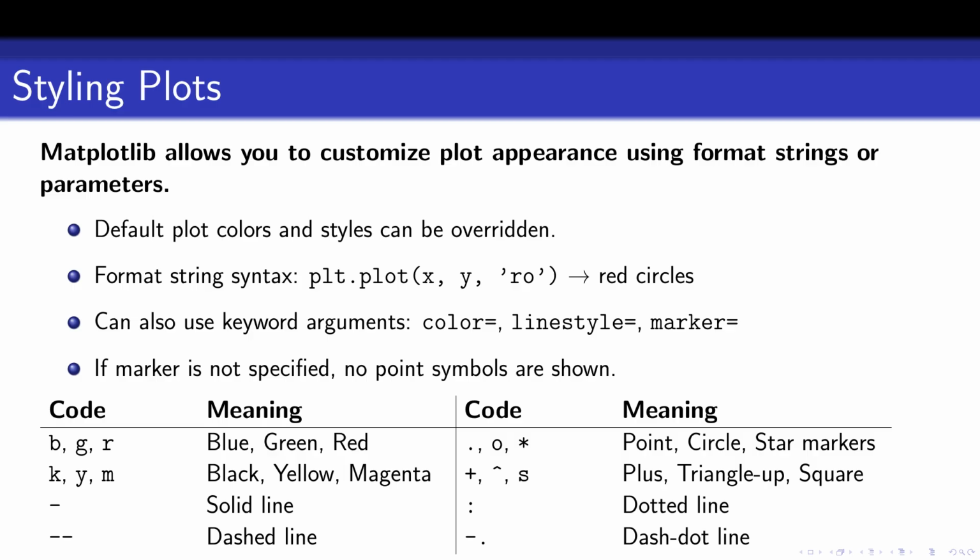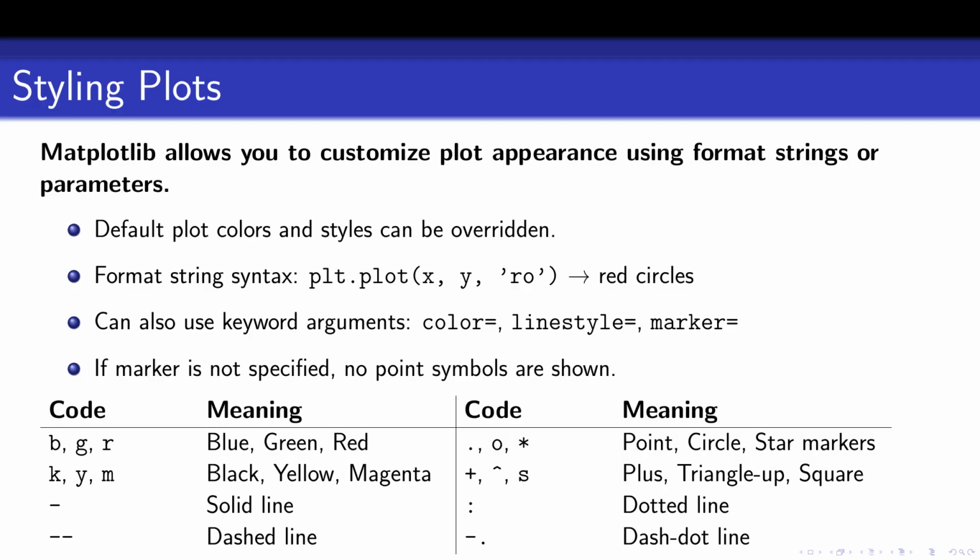Matplotlib allows you to fully customize the style and appearance of your plots using either format strings or keyword arguments. Format strings offer a shorthand method to set the color, line style, and marker all at once. For example, ro creates a red plot with circle markers. Alternatively, you can use keyword arguments like color equals red, linestyle equals dash dash, and marker equals o to specify each element separately. There are many options available.